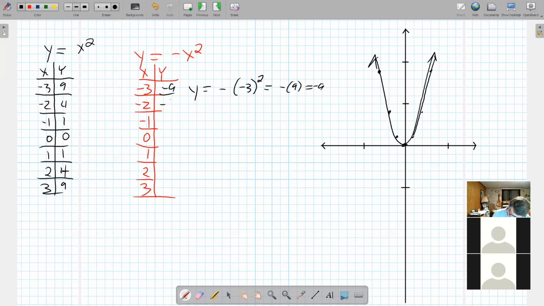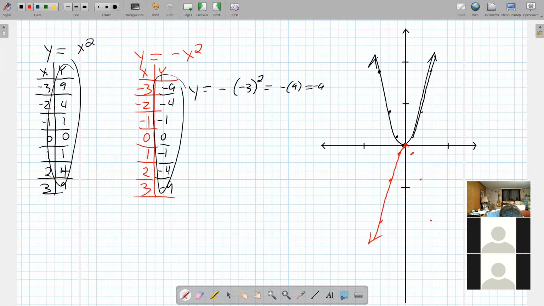And we'd see that we're going to end up with -4, -1, 0, -1, -4, and -9. In other words, all of these values are going to be the opposite of those values. So what does that do for our graph? Our graph, instead of opening up, it's going to open down. Okay. Any questions there? All right.